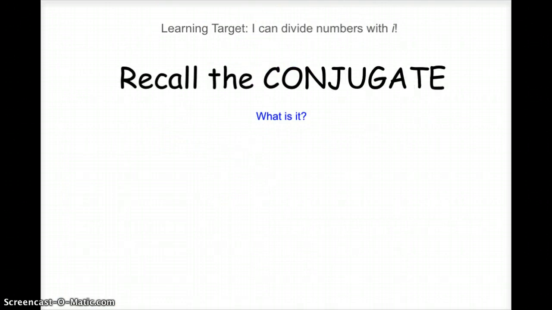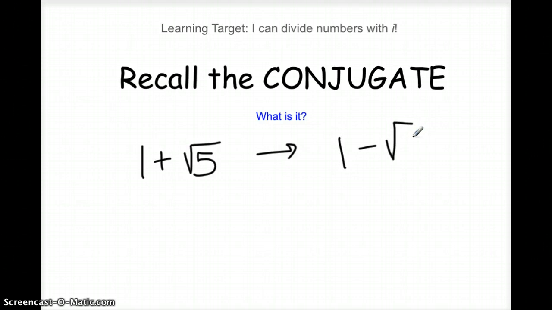We talked about that when we talked about radicals. So for example, if I were to give you, let's say, 1 plus radical 5, and I would ask you for its conjugate, remember what we would say: the conjugate is 1 minus radical 5. The terms stay the same. The 1 stays the same, the radical 5 stays the same. It's just that instead of a plus sign, we change it to a minus sign. So that's what conjugate means.